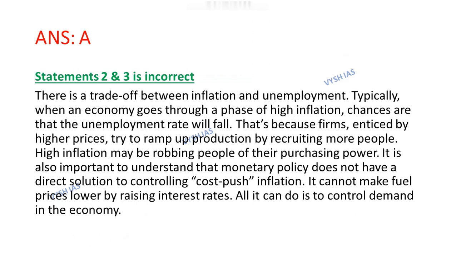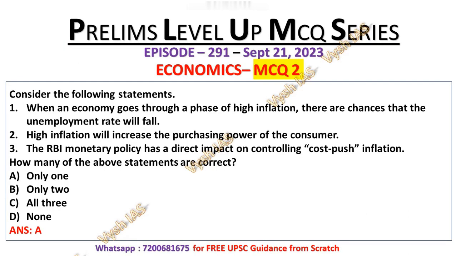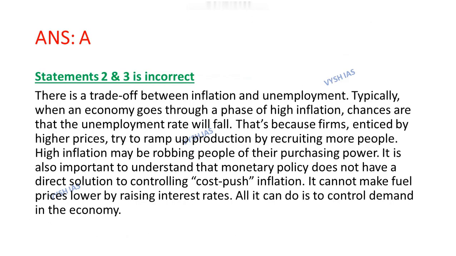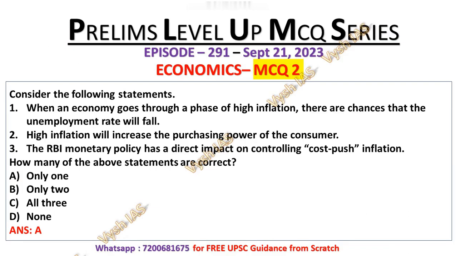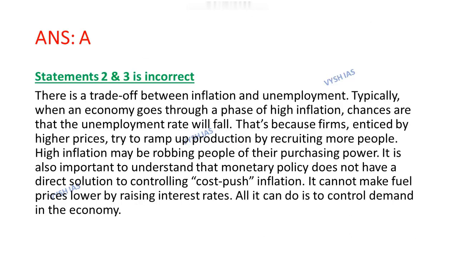High inflation may be robbing people of their purchasing power. It is also important to understand that monetary policy does not have a direct solution to control cost push inflation, which is statement number 3, that is the RBI monetary policy has direct impact on controlling cost push inflation. But in the explanation, we can see that it has no direct impact or does not have a direct solution. It cannot make fuel price lower by raising interest rate. All it can do is to control demand in the economy. So it is basically the explanation of statement number 2 and statement number 3. Here in statement number 2 it is written that high inflation will increase the purchasing power of the consumer, but it is false because it decreases the purchasing power of the consumer.